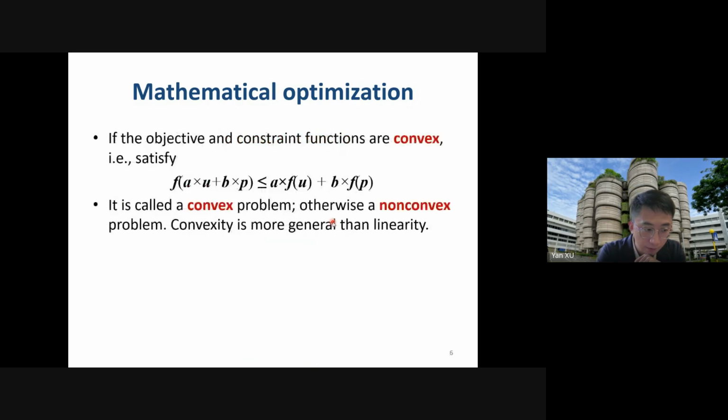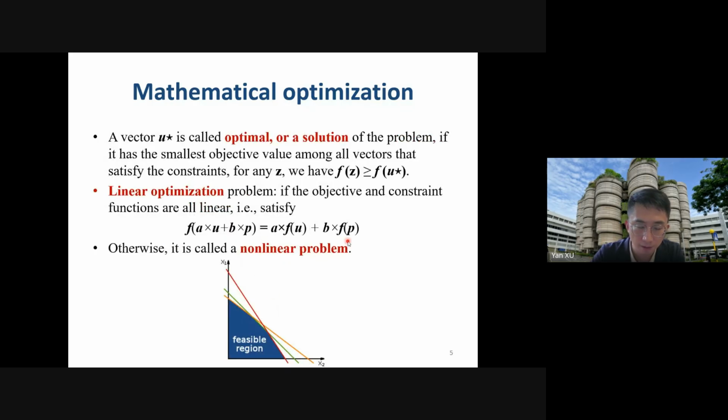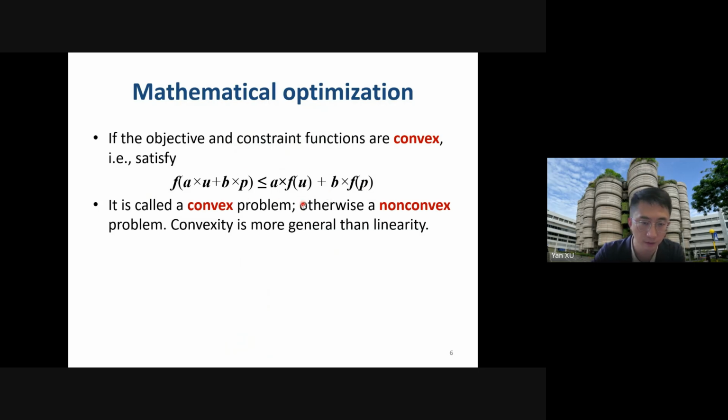Another concept for mathematical optimization is convexity. Convex means the objective and the constraints have to satisfy this property. You can see once again f(a times u plus b times p) is smaller or equal to a times f(u) plus b times f(p). So clearly you can see that the linear property is a special case of the convex property, right? Because linear means the left side equals the right side, and convex means the left side could be either smaller or equal to the right-hand side. So if both objective and constraints satisfy this property, we call this optimization model convex.